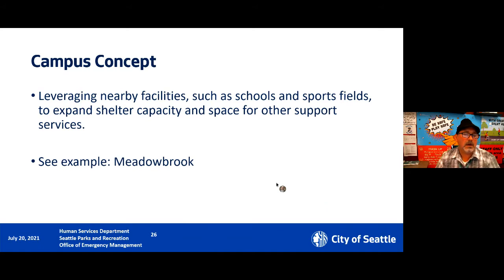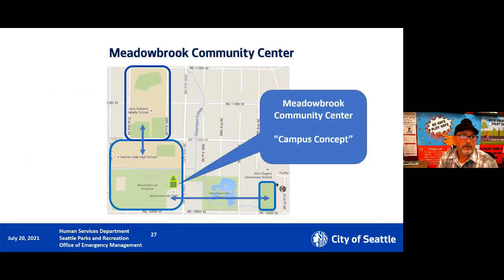The campus concept. We can leverage nearby facilities such as schools and sports fields to expand the shelter capacity and space for other supports. Here's a good example. Meadowbrook Community Center can turn into a campus concept for a larger shelter capacity.